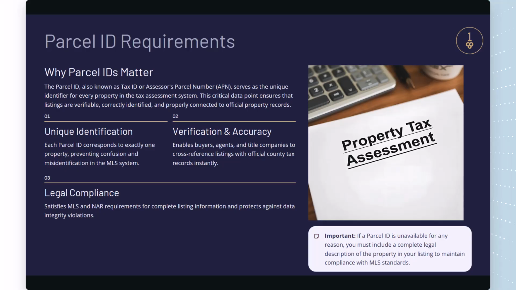And another reason why this is important is that legal compliance piece. So including the parcel ID satisfies not only OneKey's requirements, but also NAR's requirements for listing completeness. And it also helps maintain the systemic data integrity and ensures the MLS remains a trusted source across the public and with other agents and appraisers and everyone involved.